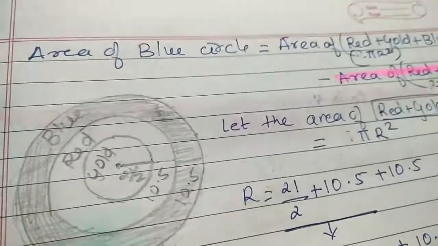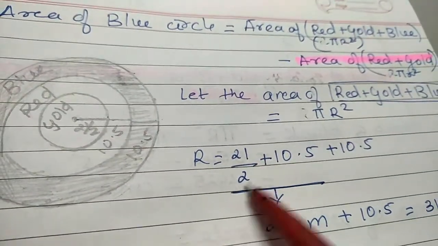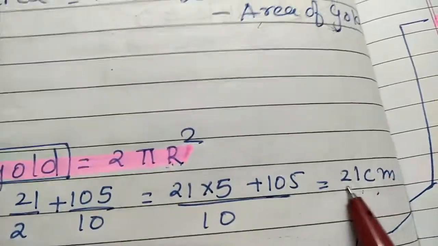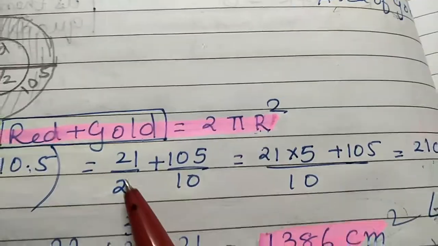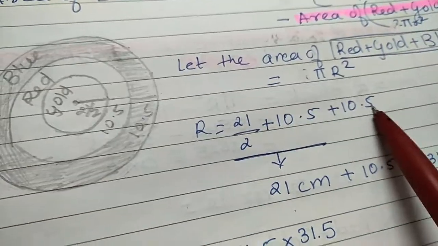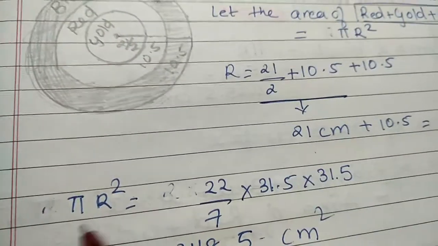Okay, so let us first add these radii. So it will give you 21 upon 2 plus 10.5 plus 20. This is already 21. We have already calculated here, it is 21 centimeter. Okay, these two. Now with that again you have to add 10.5. So it will give you 31.5. Now with this we find the area.